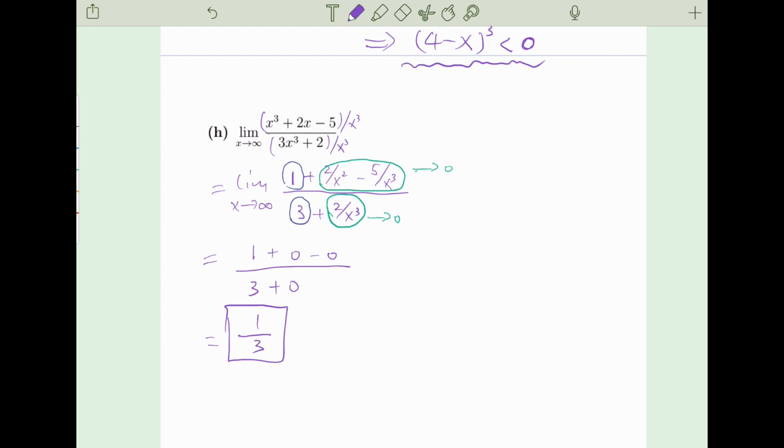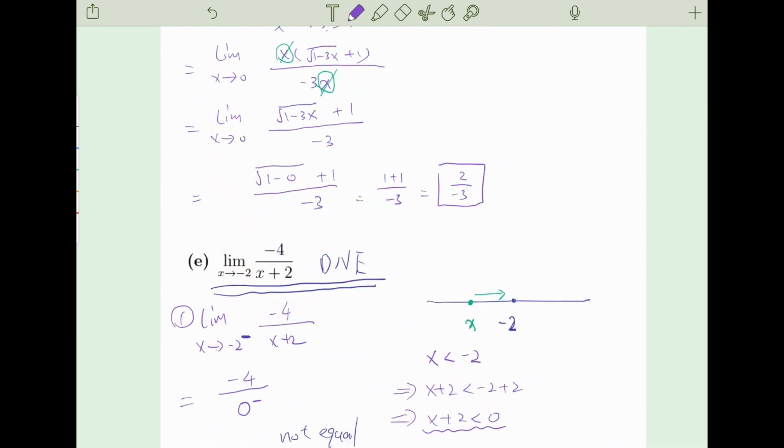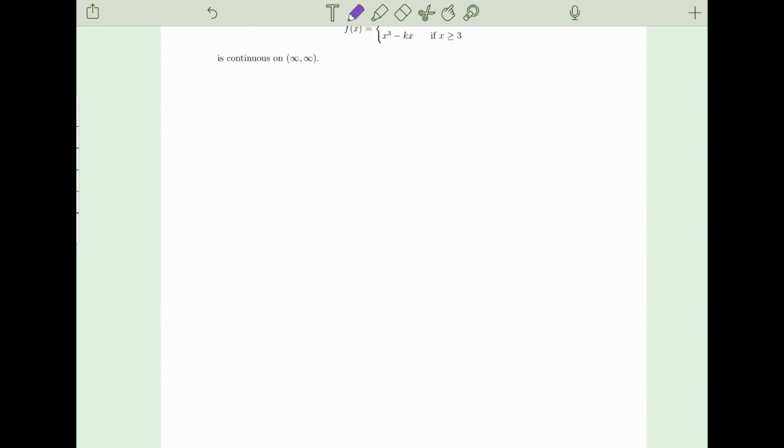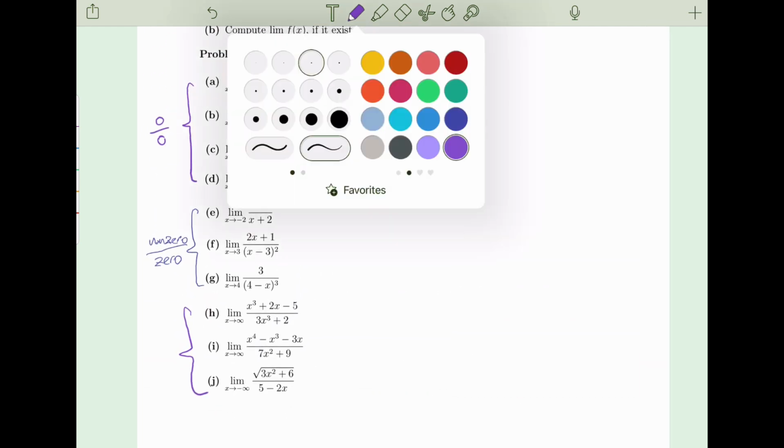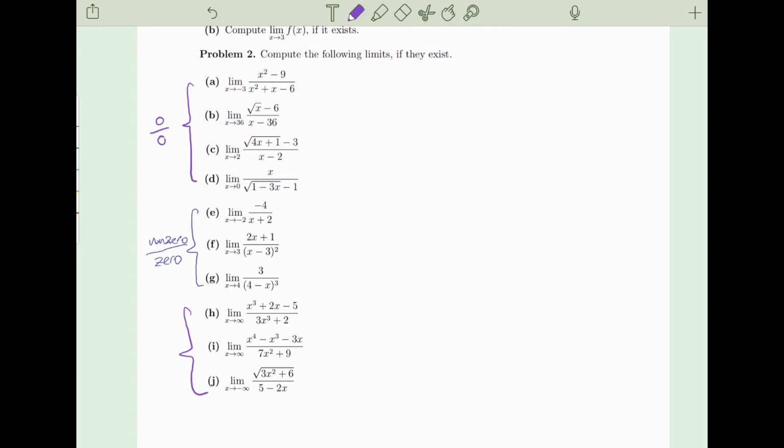Okay. So maybe you have noticed that the trick here is just to divide the top and the bottom by the highest power. And if the top and the bottom have the same power, then the answer is always the ratio of the leading coefficients. The leading coefficient for the top is 1, and the leading coefficient for the bottom here is 3. So it's just 1/3, provided that the top and the bottom have the same highest power.